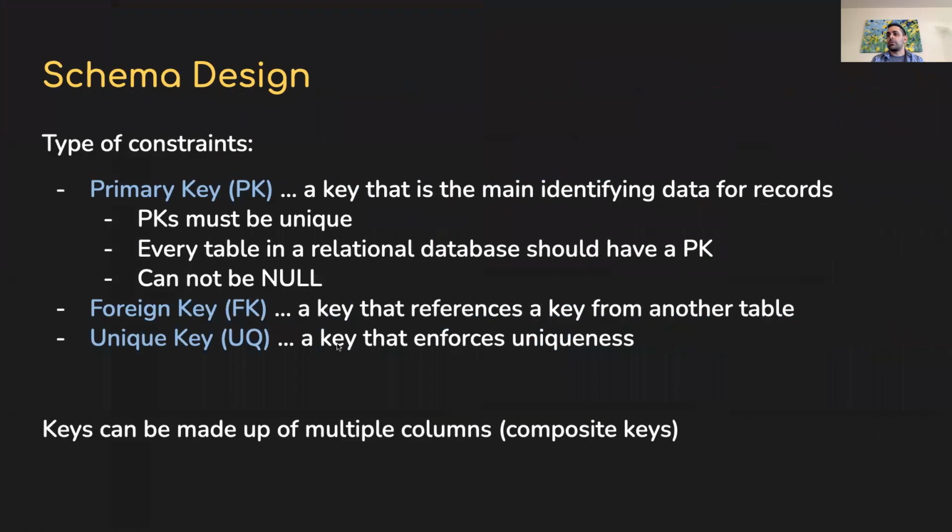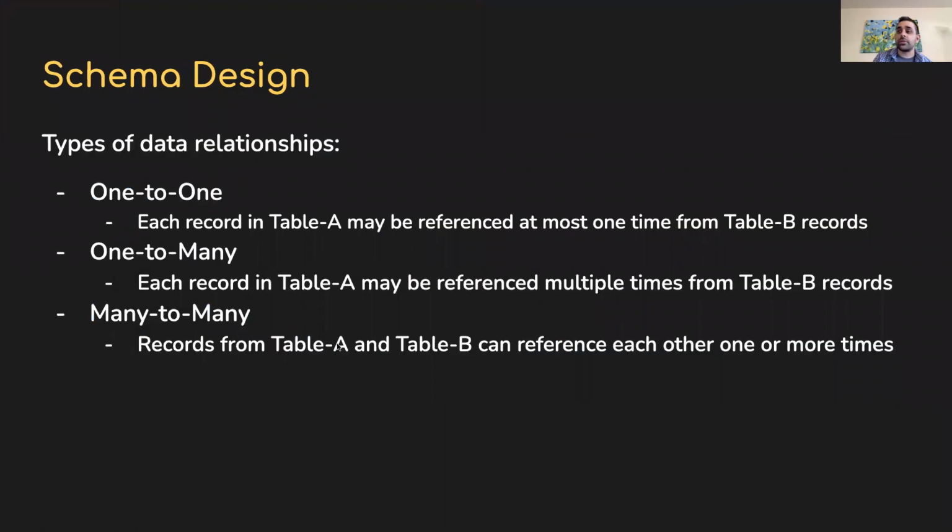Okay, so let's talk about relationships first, and then we'll talk about an example here. There are three main relationships that you can have between two tables or two columns. You can have a one-to-one relationship, a one-to-many, or a many-to-many. These are your only three possibilities.